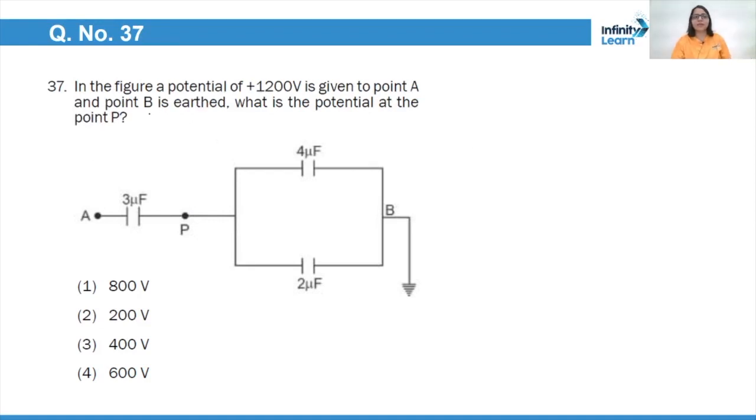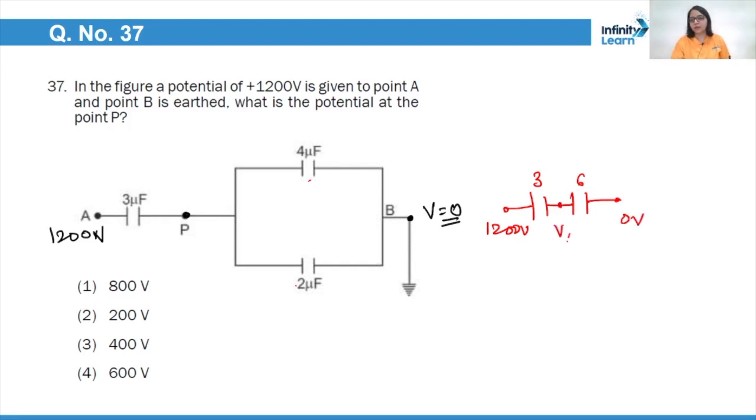Question number 37. In the figure, a potential of plus 1200 volt is given to point A and point B is Earth. What is the potential at the point P? So because of earthing, its potential is taken as 0. Right. Now 4 and 2 are in parallel. So its equivalent will be 4 plus 2, 6 microfarad. So basically 3 and 6 microfarad are in series across 1200 volt potential difference. Right. So we know that Q is equal to CV. Charge will be same, only potential difference will be different and V will be Q upon C.